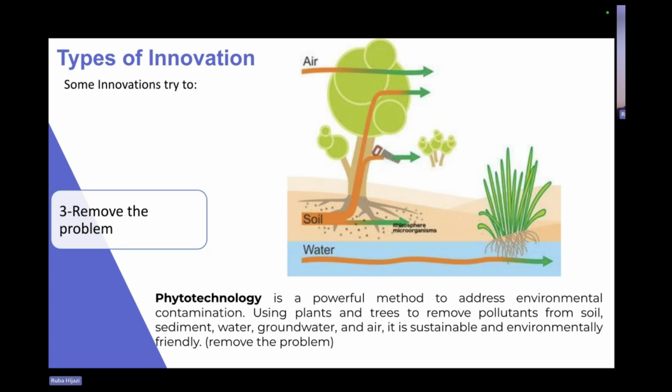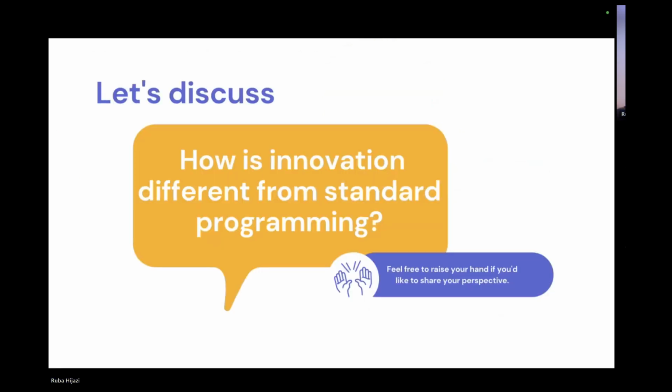Also, there are some innovations that can support in removing the problem. As an example, we use certain types of trees to support in addressing the challenge of environmental contamination. It can remove the water, soil and air contamination through planting certain types of trees, so this kind of innovation can remove the whole problem.